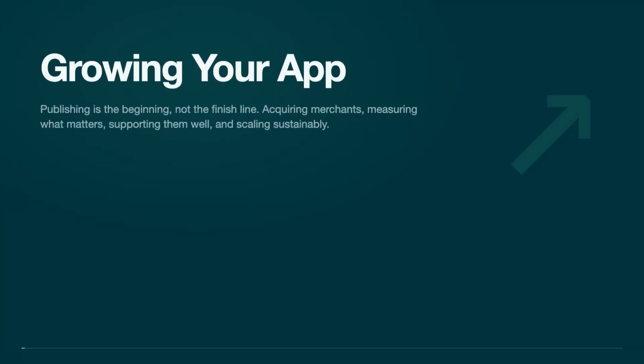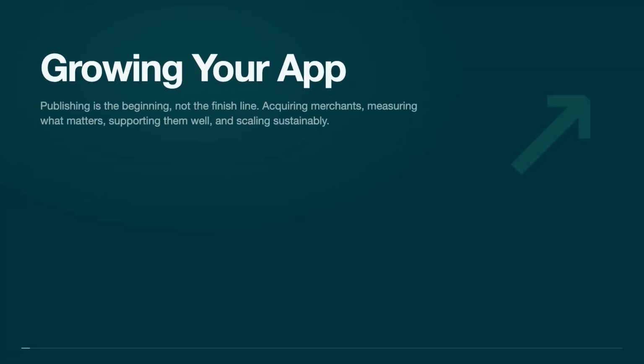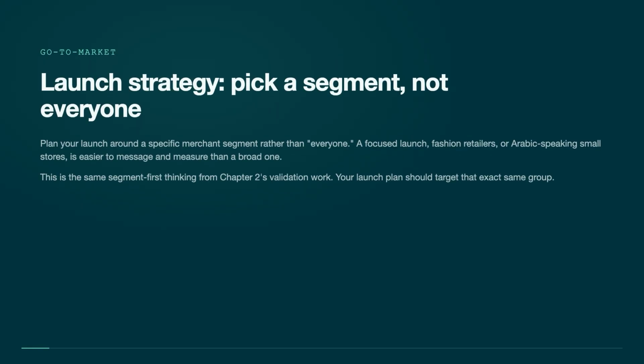Publishing is the beginning, not the finish line. This chapter covers acquiring merchants, measuring success with real data, supporting them well, and scaling sustainably. Start with your launch strategy.